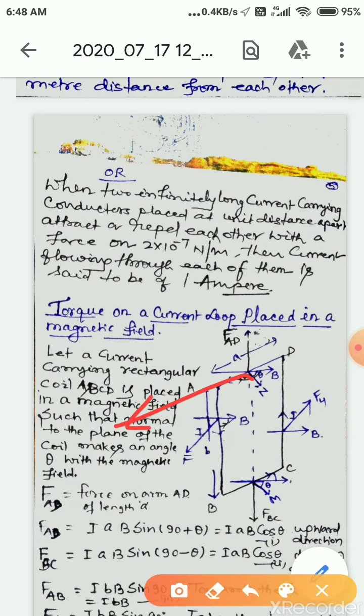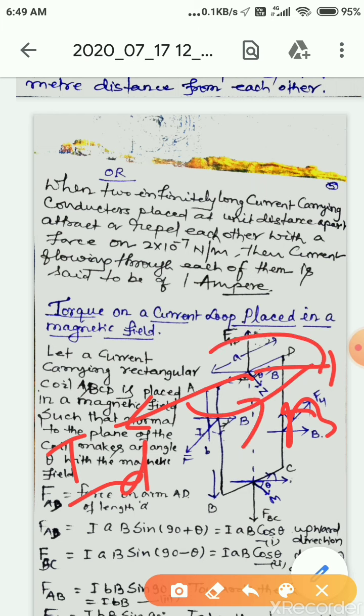This you can see here. This is the direction of I dL. This is the direction of B. So when we rotate a right-handed screw from I dL to B, it will be anti-clockwise, so it will come up. So this will be the direction of F_AD.